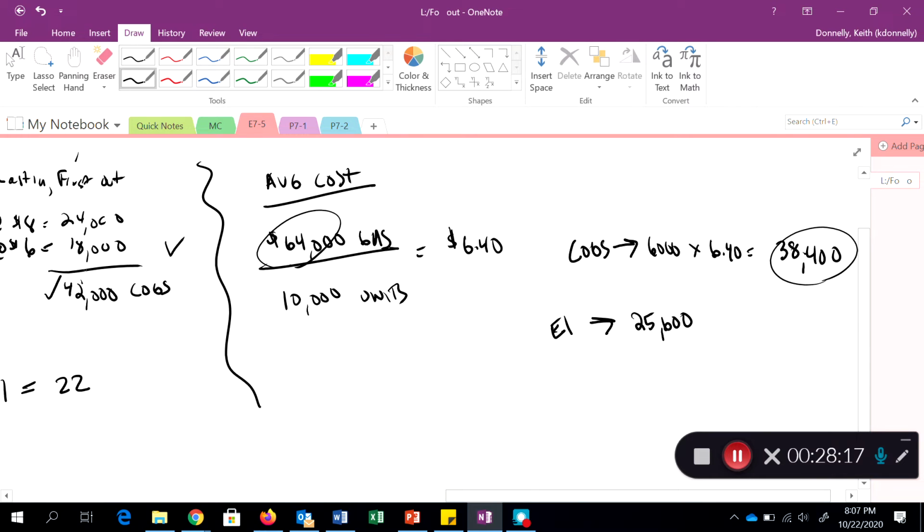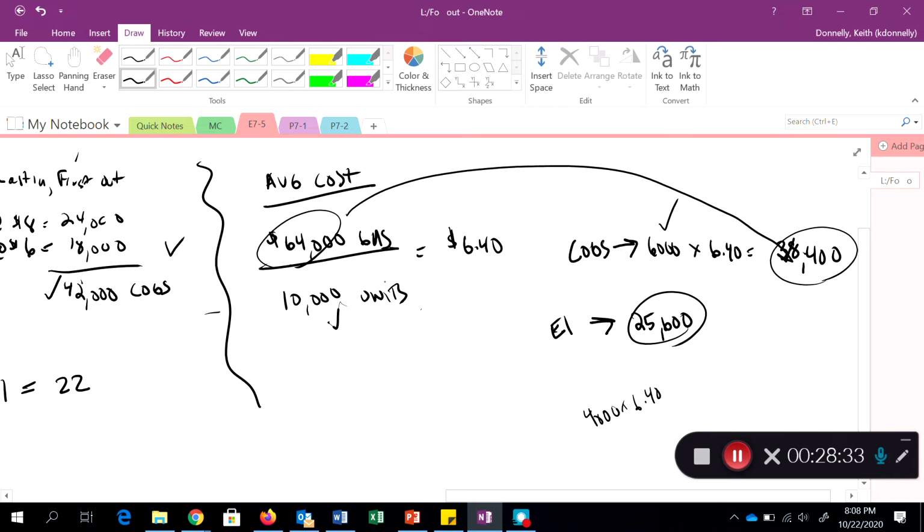Or alternatively, you could take 4,000 units. So we had 10,000 here. We sold 6, 4,000 times the 6.40. That's the idea, is we're allocating our goods available for sale to cost of goods sold and ending inventory. So that was 7.5. Like I said, you're going to have to do similar problems to this.